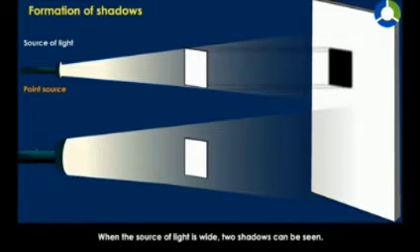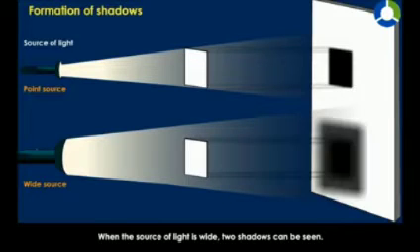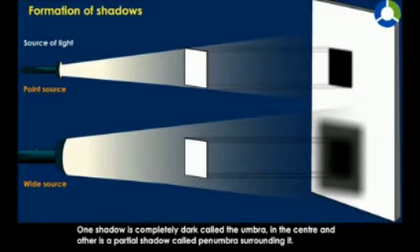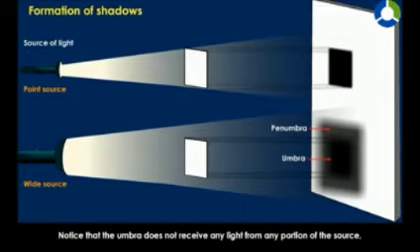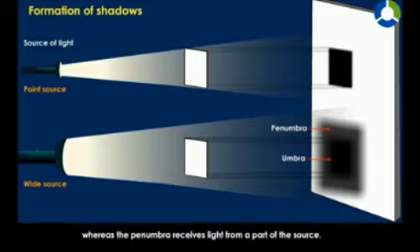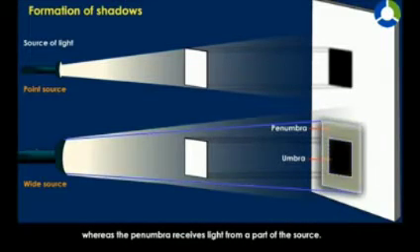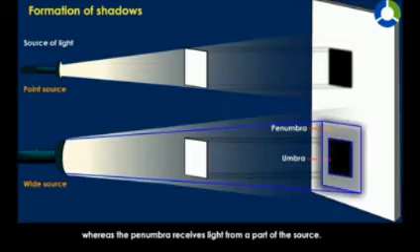When the source of light is wide, two shadows can be seen. One shadow is completely dark, called the umbra, in the center, and the other is a partial shadow, called penumbra, surrounding it. Notice that the umbra does not receive any light from any portion of the source, whereas the penumbra receives light from a part of the source.